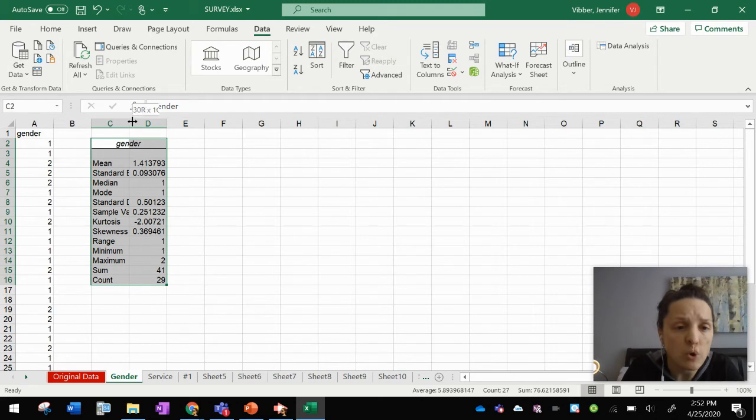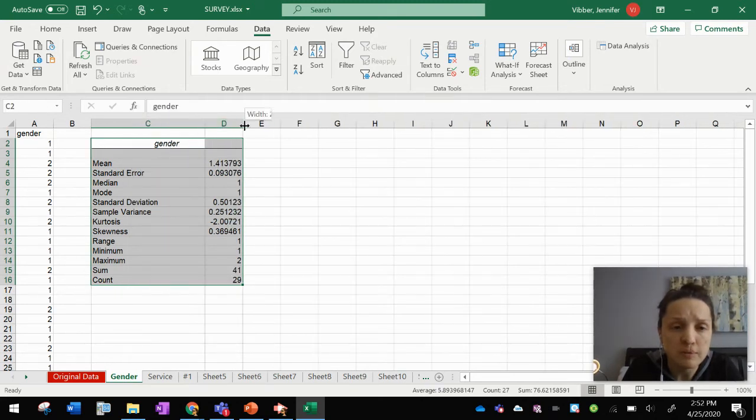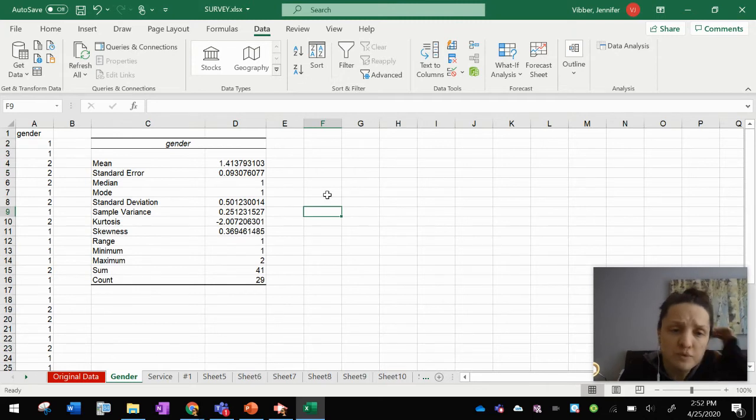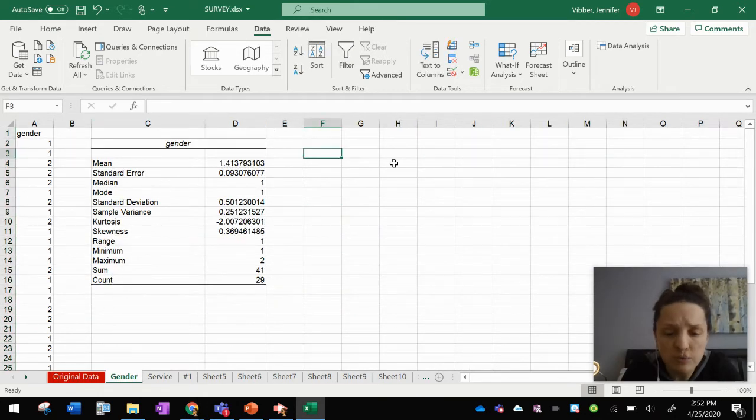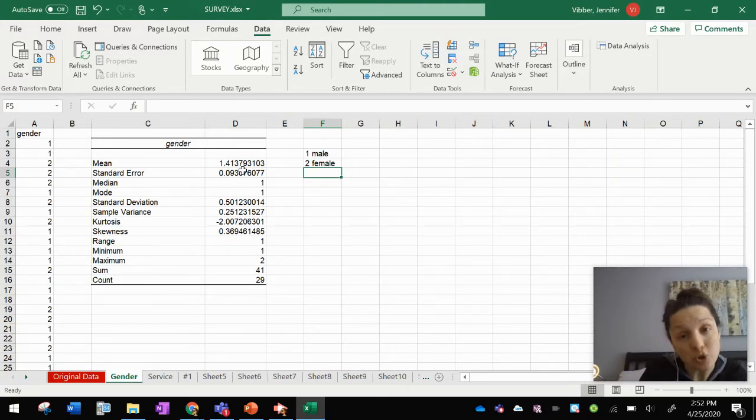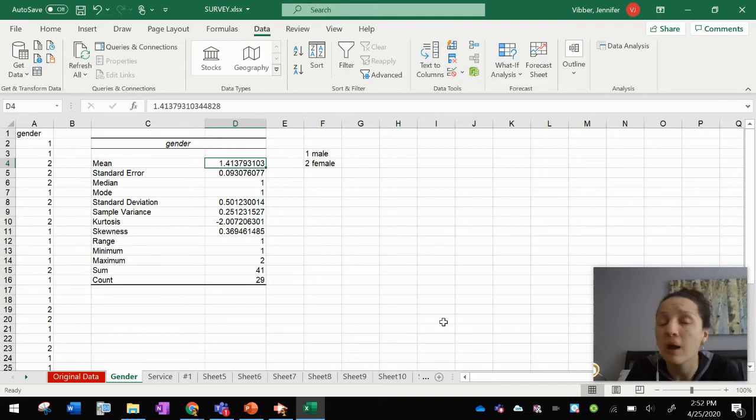Okay. So here is all my gender information. The average of gender is 1.41379. I can actually get information out of that. You wouldn't think so, but if 1 is male and 2 is female, and my average is less than 1.5, that means I have more 1s than 2s. And just based on this number right here, I automatically know I had more men responding than women. That's important information. I can also tell that because my mode is 1 and my range is 1.